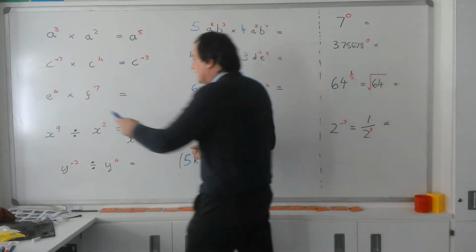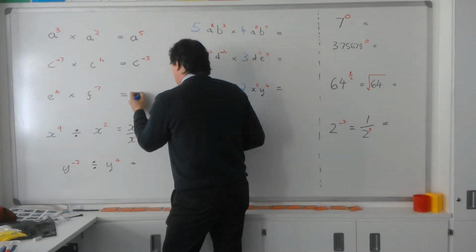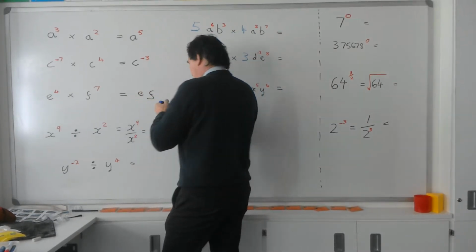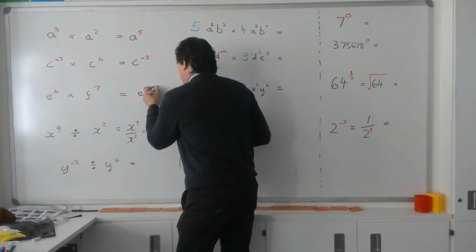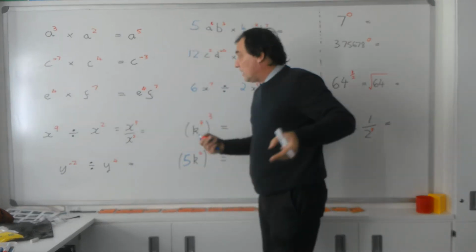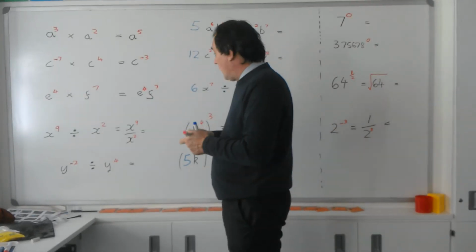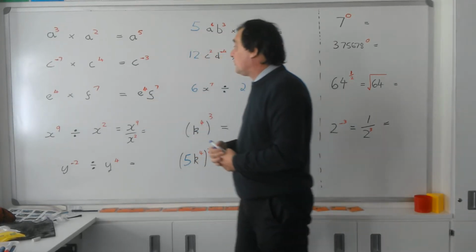Okay, we've got E to the 4 times F to the 7. This time letters are different, so you can't mix them. So the result simply becomes E to the 4, F to the 7. The only thing we can eliminate is the times sign between them, because in algebra, remember, if the letters are smudged together, it's the same thing as a times sign.